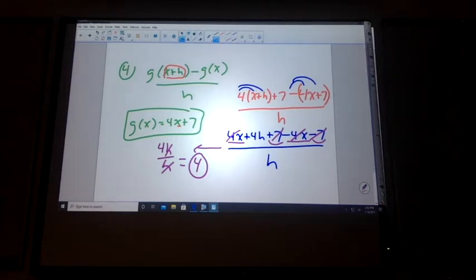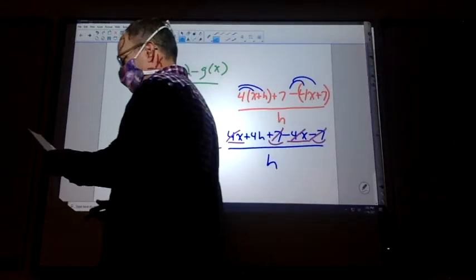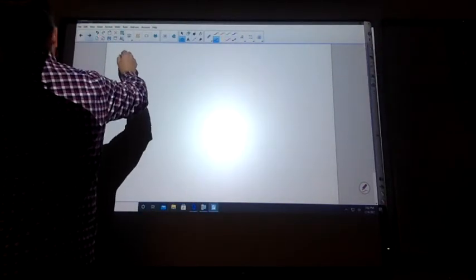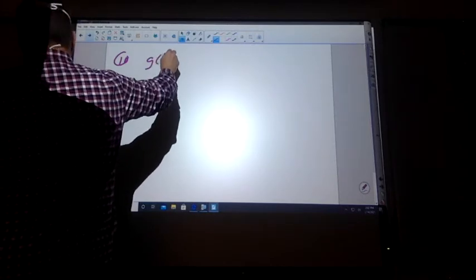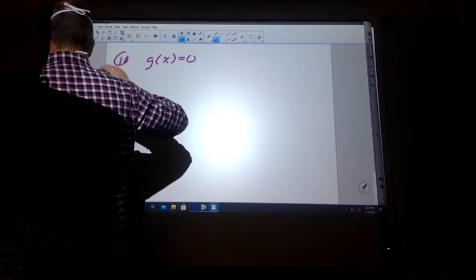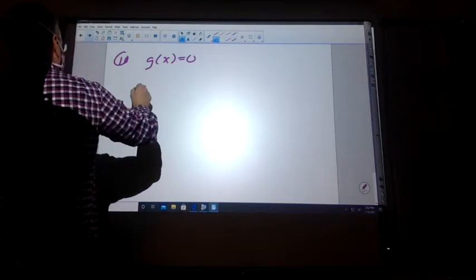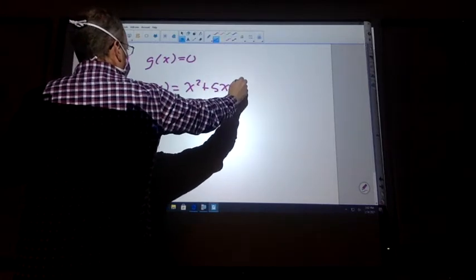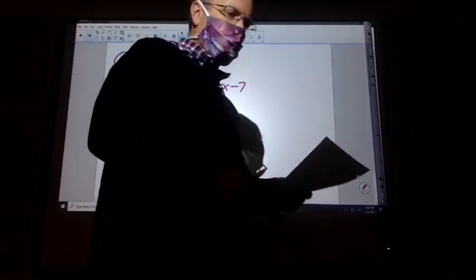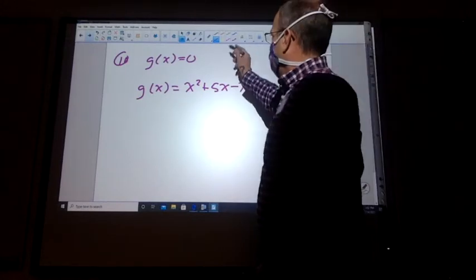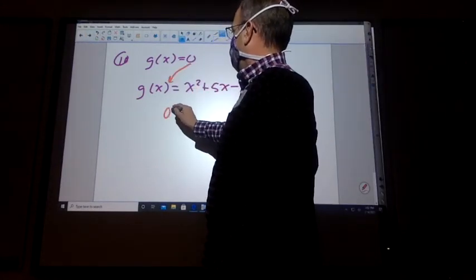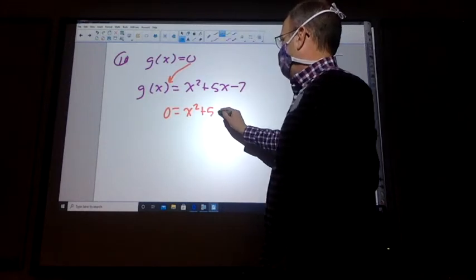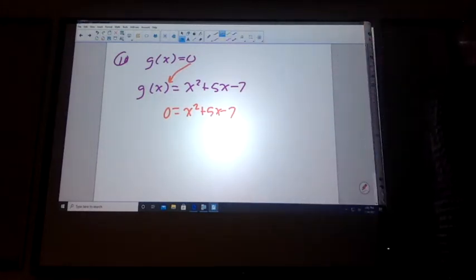Oh, a little different. All right, then we had number 10. Number 10. Ooh, find the exact values of x. We want to know what happens here. Okay. So g at x, they give us this up above. Okay. So basically what I want to do is I'm going to put this 0 in. So I get 0 equals x squared plus 5x minus 7. Okay, I will tell you that won't factor.